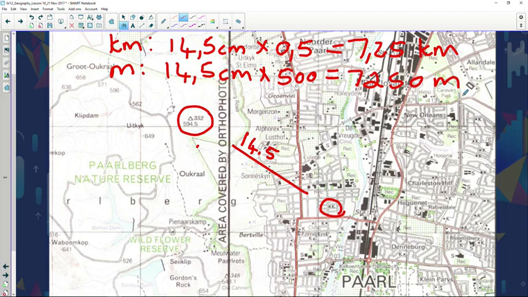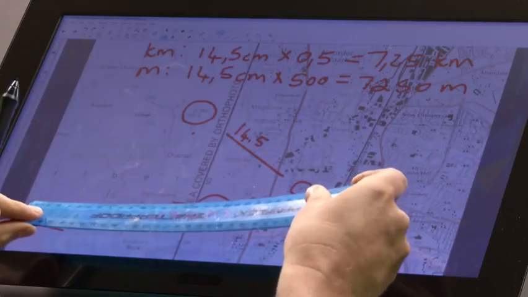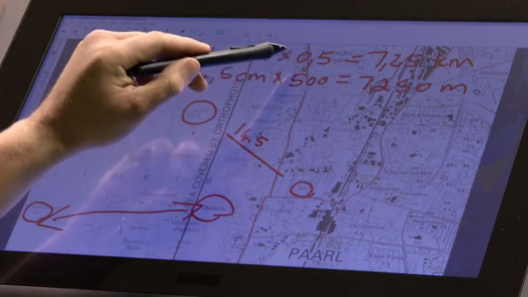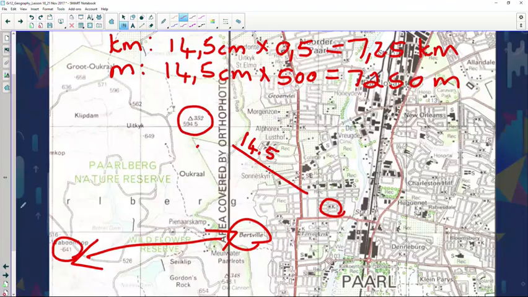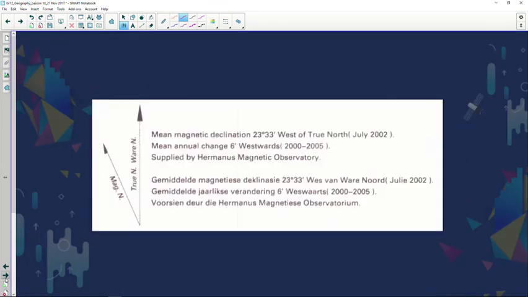Okay, same principle. If I had to ask you to go and calculate the distance from spot height 641 to Gr12. Use your ruler, measure the distance between the two areas, times it with 0.5 if you want your answer in kilometers, times it with 500 if you want your answer in meters. Now let's just quickly go and have a look at an orthophoto.